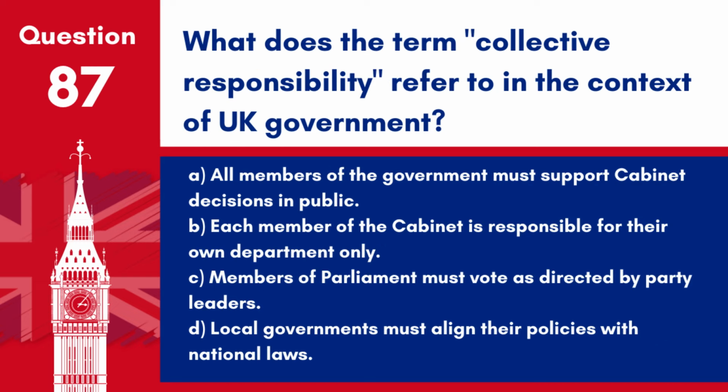Question 87. What does the term collective responsibility refer to in the context of UK government? A. All members of the government must support cabinet decisions in public. B. Each member of the cabinet is responsible for their own department only. C. Members of Parliament must vote as directed by party leaders. D. Local governments must align their policies with national laws.